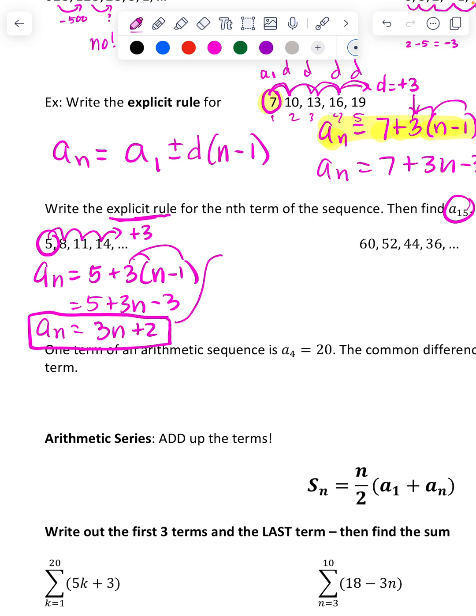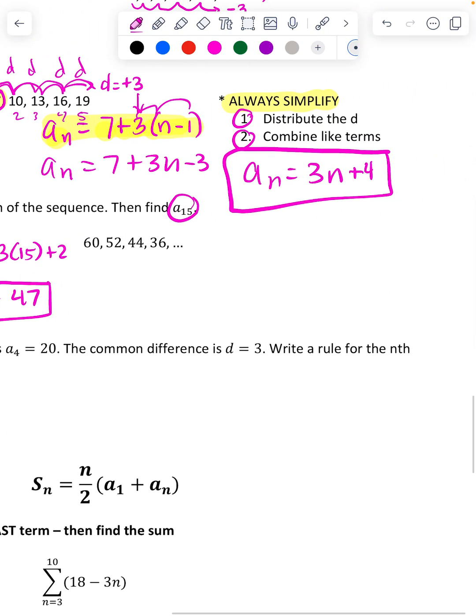And now I can use my rule to find the 15th number in the term by doing what we learned yesterday and plugging in 15. So if I did this out to the 15th number, it would turn out to be a 47.